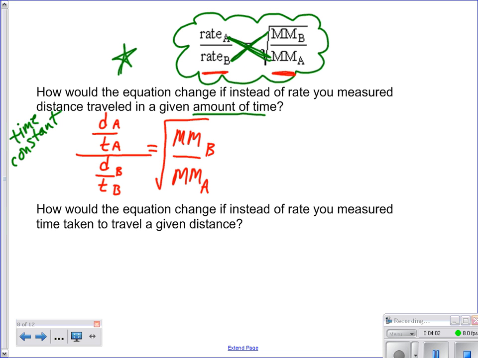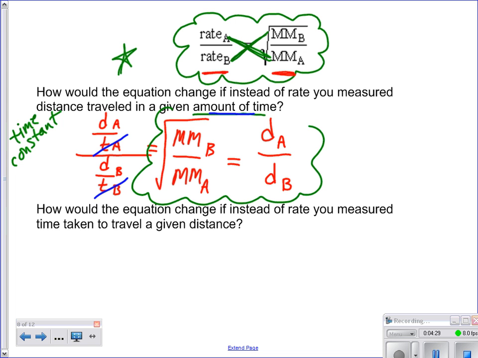Well, in this example, it says that we are keeping time constant. So I can come along here, since those are constant, those do not change. They would be the same for each of those, so they cancel out. So now our new formula becomes D of A over D of B. There is our new formula that we want to bubble in. Make sure we have that memorized.